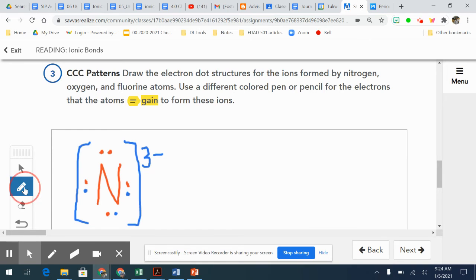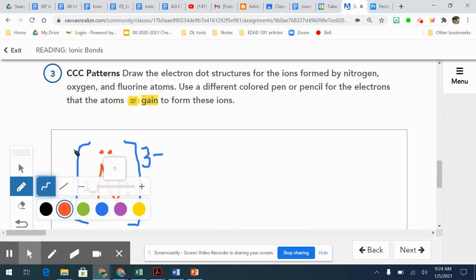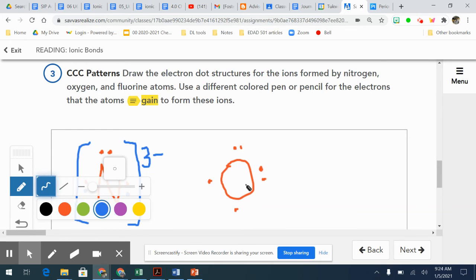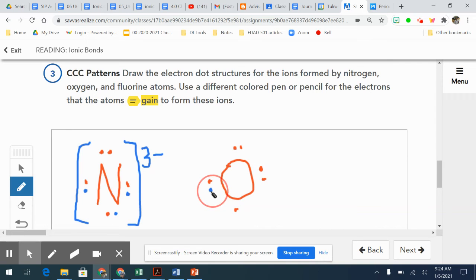Okay, let's go ahead and do another one. Let's go back to red. Let's try oxygen. Oxygen has 6 valence electrons: 1, 2, 3, 4, 5, 6. It needs 2 additional ones to form its ion to have a full octet. So we're going to add 1, 2.